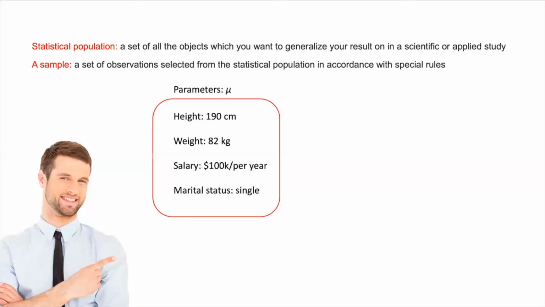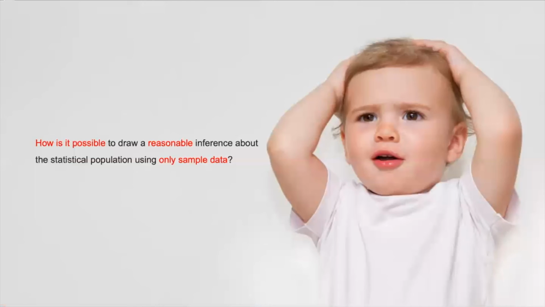The sample mean is an example of what we call a statistic. Pay attention to the fact that the word statistics has two different meanings. Statistics is a science and is also a characteristic of the sample. However, you might still be wondering, how is it possible to draw a reasonable inference about the statistical population using only sample data? Actually, this is the main question of the course.